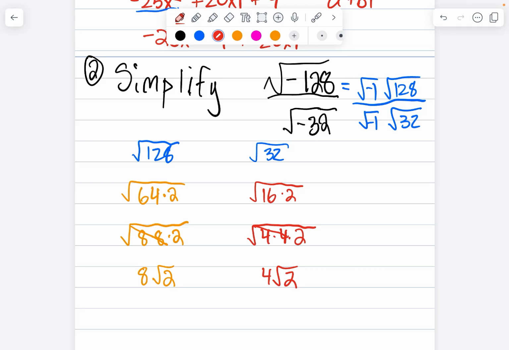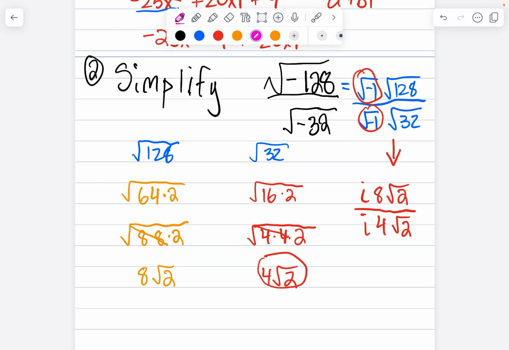All right, so now let's plug this back into the original equation right here. So what is the square root of negative 1 over here? It's i, right? And what is the square root of 128? 8 square root of 2. All right? Over, again, the square root of negative 1 is just i. And then the square root of 32 is 4 square root of 2.